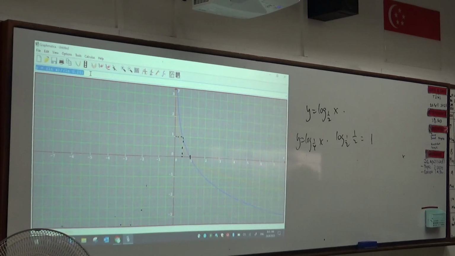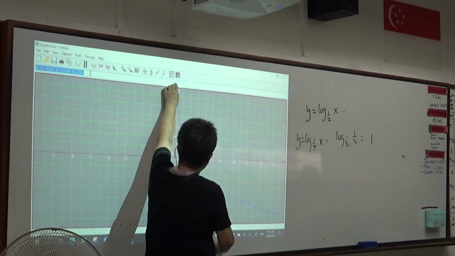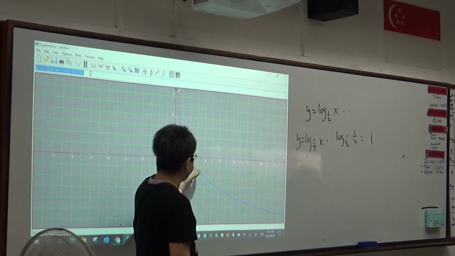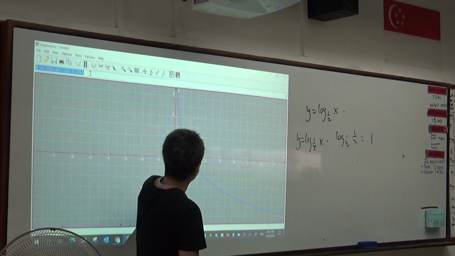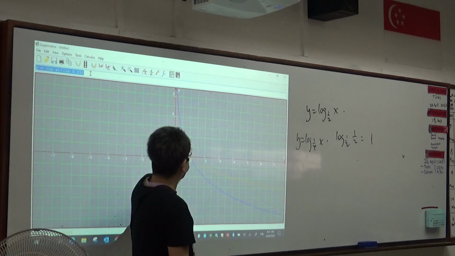Can you see it will be the same way? Can you see it goes here like that? But the same shape. Can you see it cuts at 1? Now when it is 1/4, it is at 1. Can you see it? When it's 1/4 is at 1.